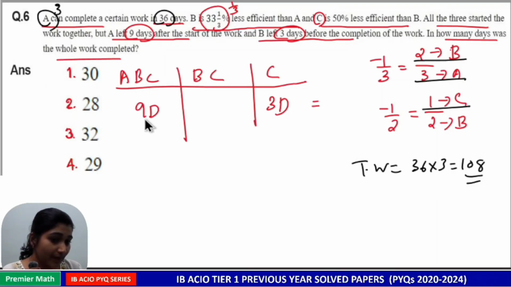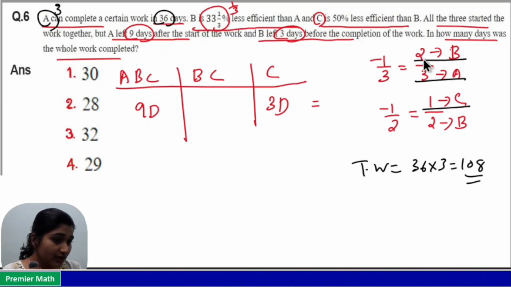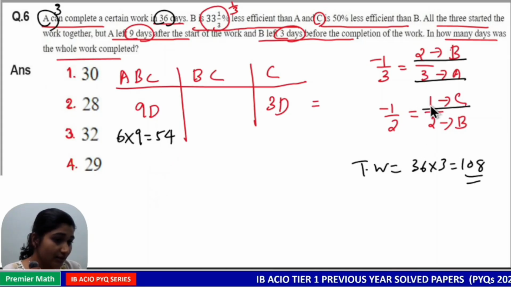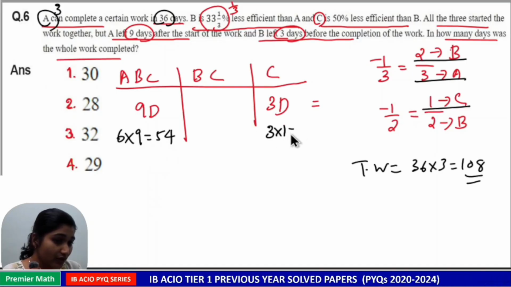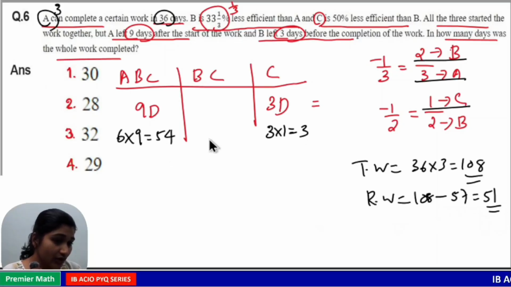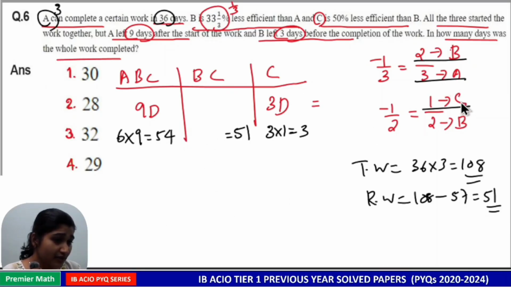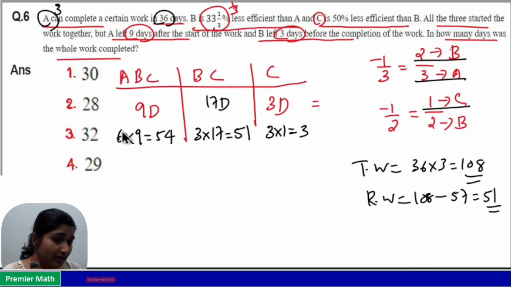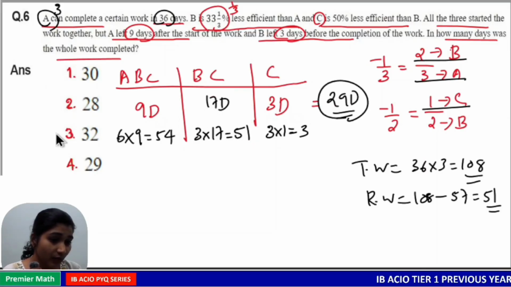A, B, C worked for 9 days, so the total efficiency of A, B, C is 2 plus 3 plus 1, 6 units. In 1 day, A, B, C complete 6 units, so in 9 days, 6 into 9, 54 units completed. In 1 day, C completes 1 unit, so in 3 days, C completes 3 units. So remaining work is 108 minus 54 plus 3, 57, which is equal to 51 units. This should be completed by B and C together. B and C efficiency is 2 plus 1, 3 units. So 3 into 17 is equal to 51, which means 17 days by B and C. Total number of days is 17 plus 9 plus 3, 29 days. Option 4 is your answer.